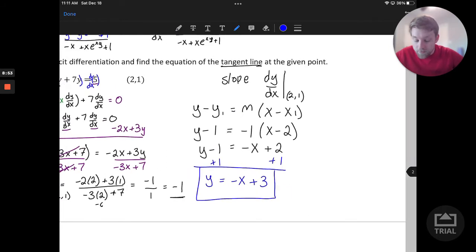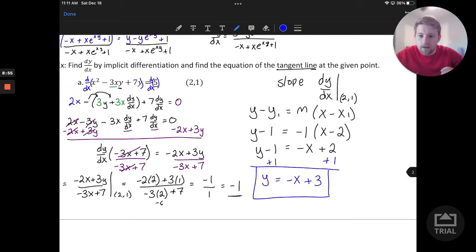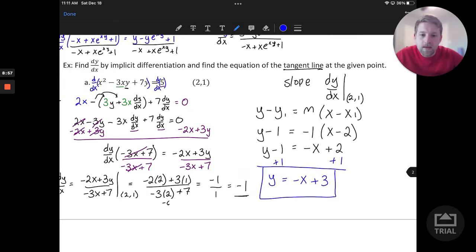Now, it might be nice here to consider a visualization for this. The best way I've found to consider these implicit equations is to take a look at them in Desmos and just see how they line up with our tangent line equation, just to check our work here and see if we've done a good job. So let's go ahead over to Desmos. I'm going to show you how this curve matches up to our tangent line equation at (2, 1).